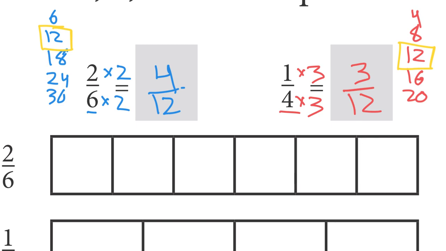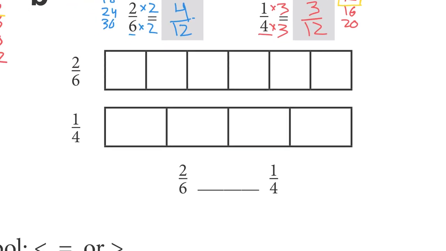The reason we did this was to find a common denominator so that we can actually compare the number of pieces that we have. Because if I have something broken into 12ths and I have 4 of them, that is more than if I have 12ths but only 3 of them. So when I go down to compare these, I can write that 2/6 is larger because that's what we found here. Didn't mean to do that. I meant to point to it.